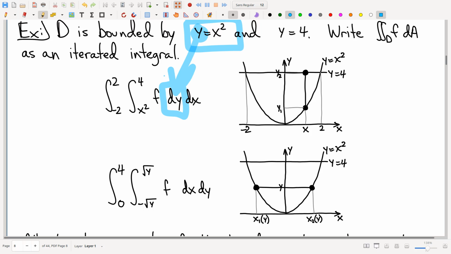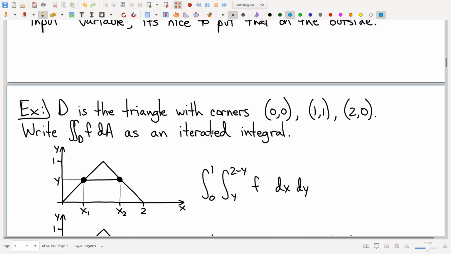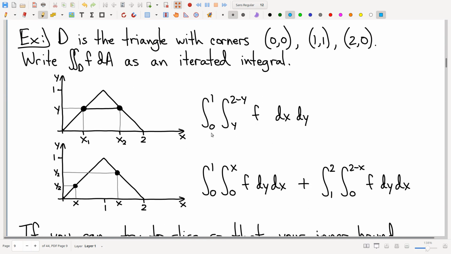All right. Okay. Another example. We're going to do two different ways. How are we doing on time? Yeah.